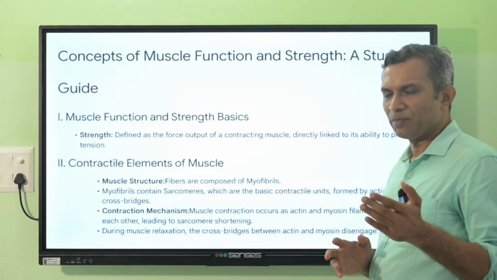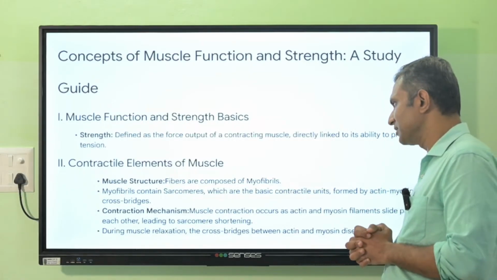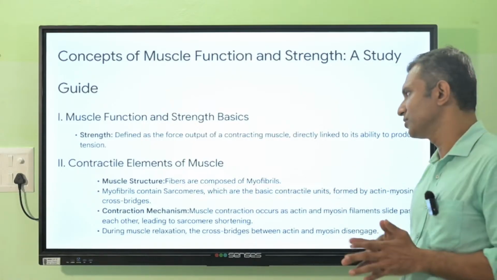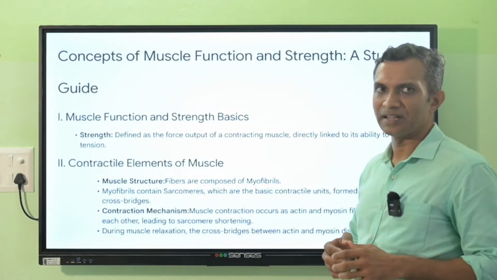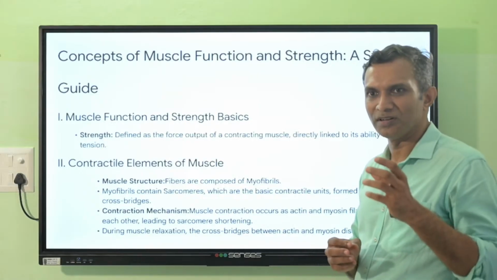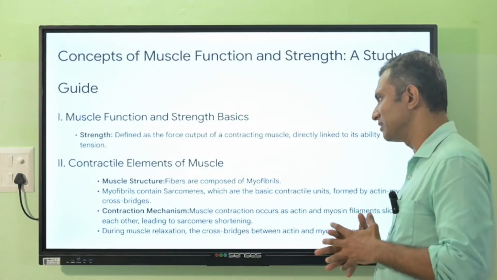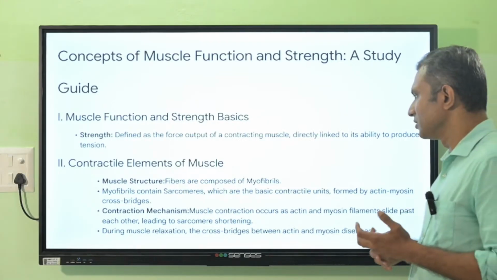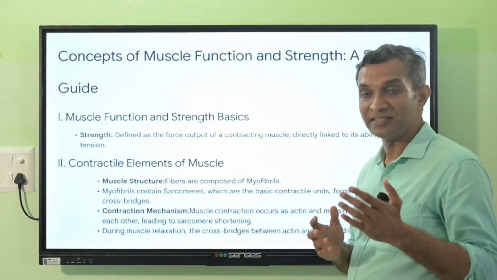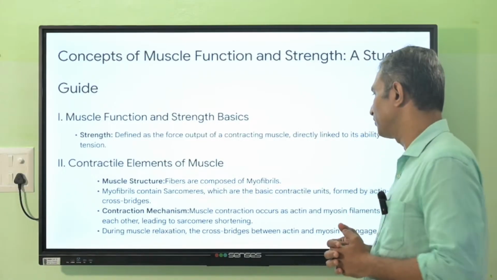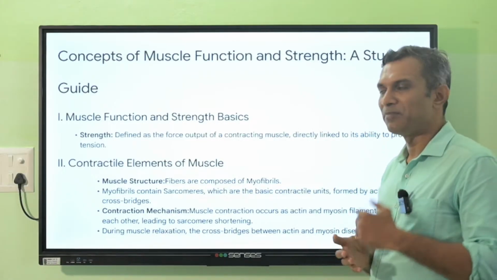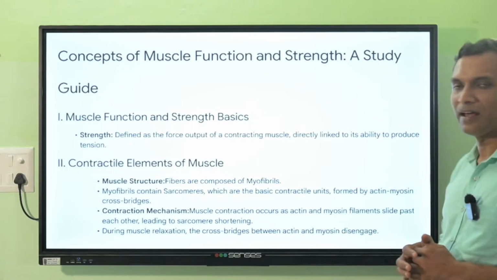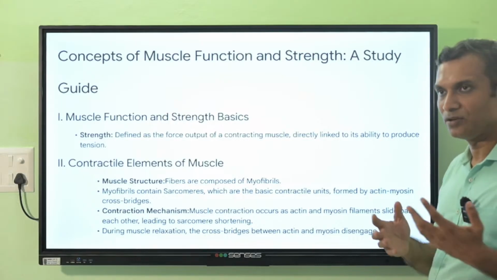When we discuss the contractile elements of muscle, we know that when we explore the whole muscle structure, the muscle fibers are composed of individual substances called myofibrils. These myofibrils contain sarcomeres. These sarcomeres are basically considered the unit of contractile element. So sarcomeres are the basic contractile unit, and they are formed by actin-myosin cross bridges.